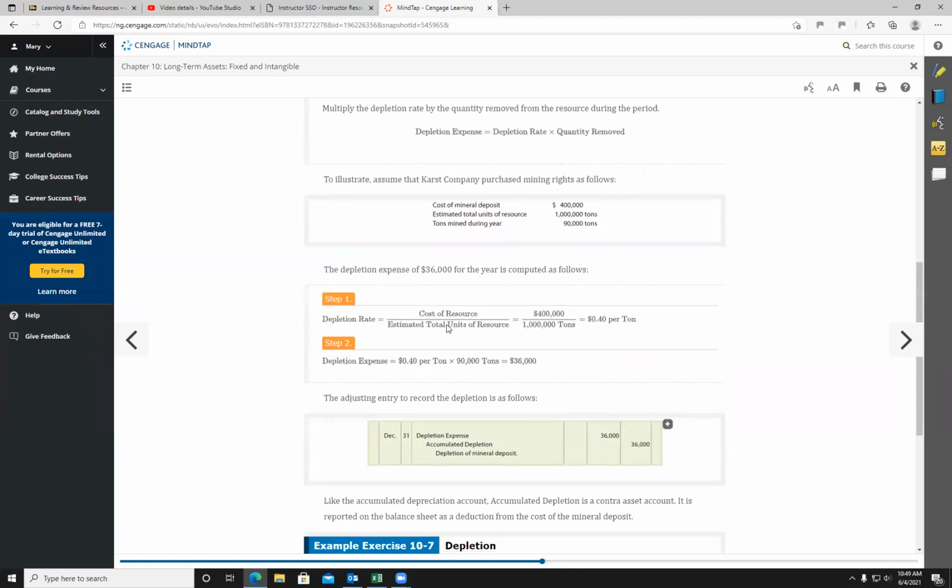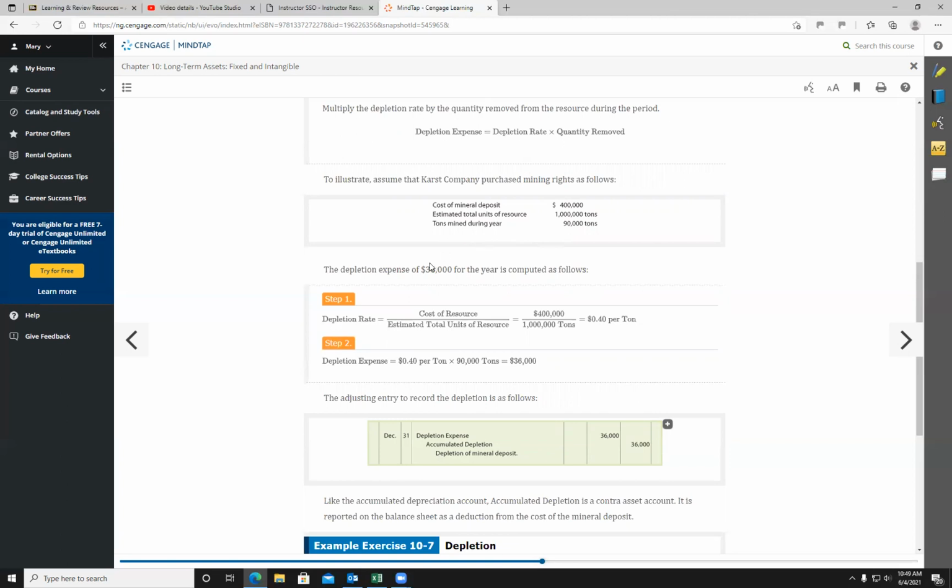Basically, you take the cost of the resource, which was $400,000, and divide it by the total estimated units, which is about 1 million tons. So that's going to be 40 cents per ton. To get the depletion expense, you take that 40 cents per ton times the quantity removed. Remember, you take the depletion rate and multiply it by the quantity removed.